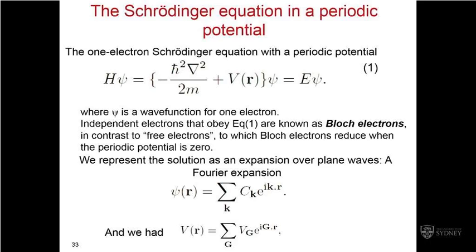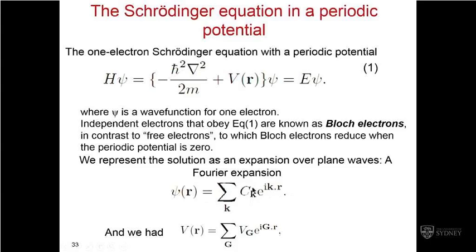Okay, clearly, as I put here, when the potential goes to 0, we just have your situation for free electrons. So all we've done is introduced a weak potential in this case. So we're going to expand the potential as a Fourier transform. We're also going to expand the wave function as shown here over plane waves.